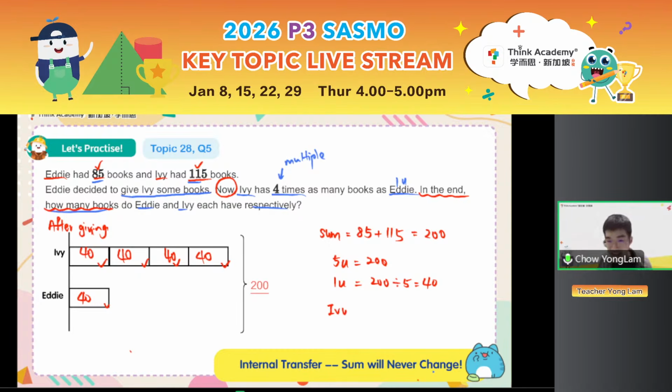Right, Ivy at the end has 4 units. 4 units, every unit is a 40. 4 times 40 is 160. And then Eddie will have 40 because it's 1 unit. And with that, we have gotten our answer.